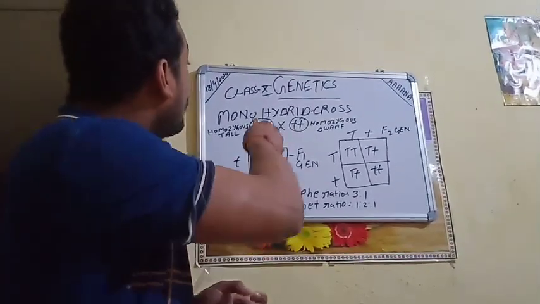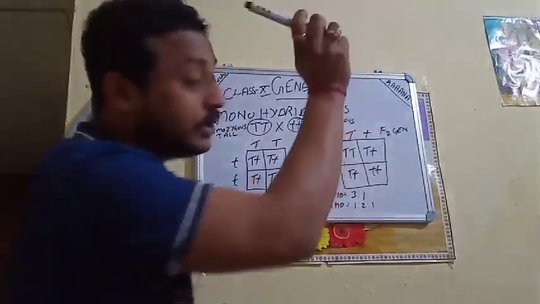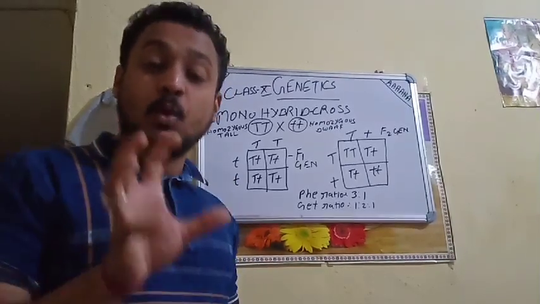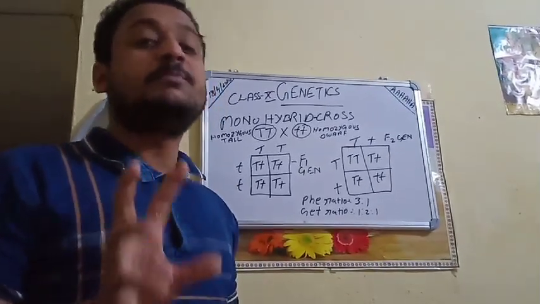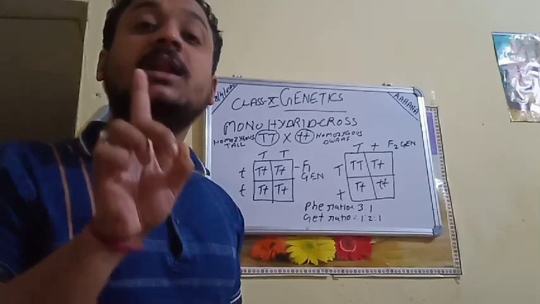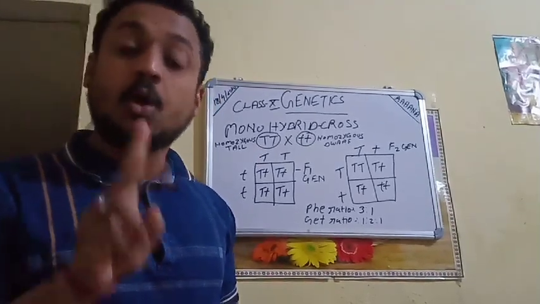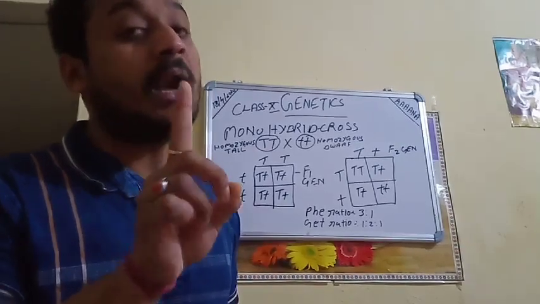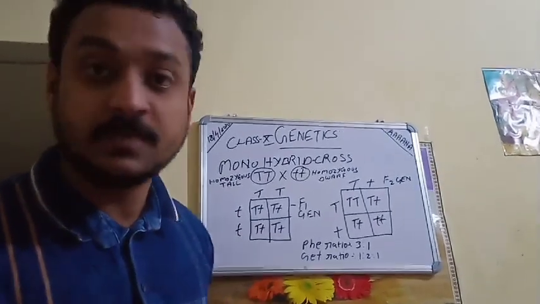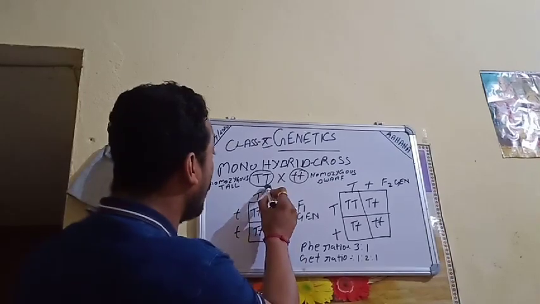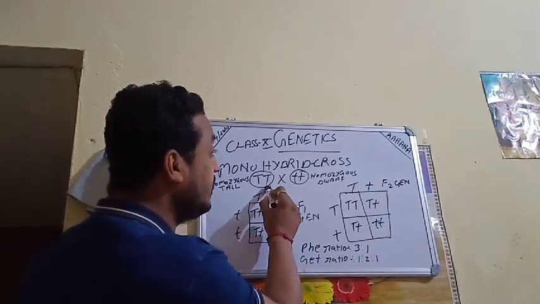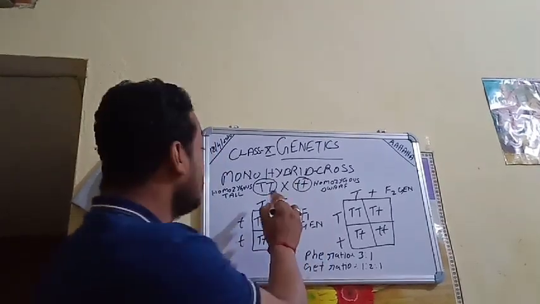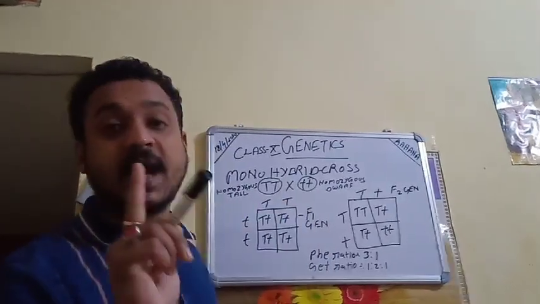So, the first cross is the monohybrid cross. I have written here monohybrid cross. As earlier informed to you, monohybrid cross means the cross between two parents with a single character under consideration. Only one character will be taken under consideration. Here it is tall and dwarf, capital T and small t.